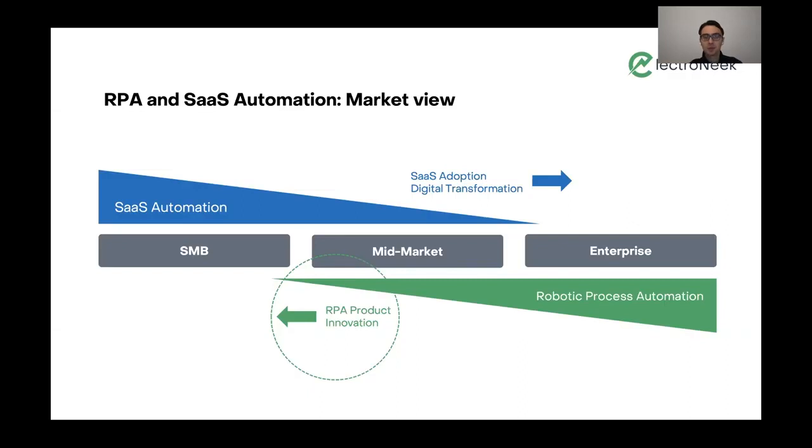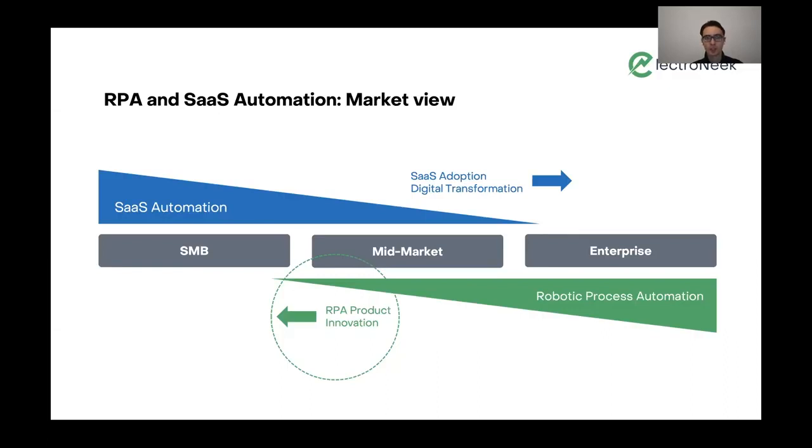At the same time, RPA's stronghold was the enterprise. But the product innovation in our companies at the front run here moves that industry towards mid-market and even SMB companies. So in fact, there are many companies, and there will be even more, who are using SaaS automation and are using RPA at the same time. And we think that mid-market essentially will be overlapped with these two technology trends.